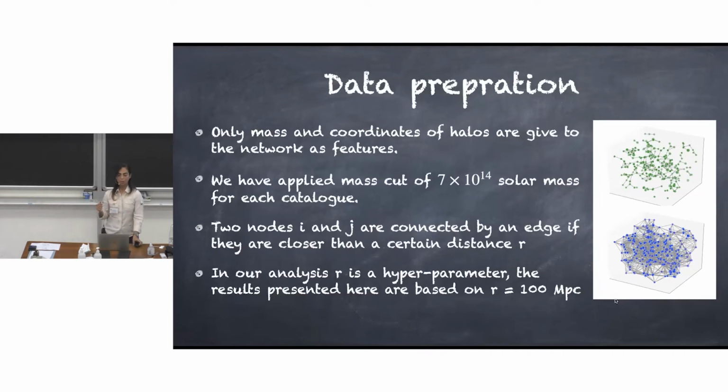Two nodes are connected by an edge if they are closer than a certain distance. This distance is a hyperparameter for us, and the result that I'm presenting here is for 100 megaparsec, because as you can see here, the more halos I connect, the more the complexity of the graph increases. We are also trying to find a more physical concept for this, but it's not even very physical to connect all the halos in a box of 1 gigaparsec, because the ones that are closer are gravitationally bound, and it doesn't make sense to connect all of the halos together.